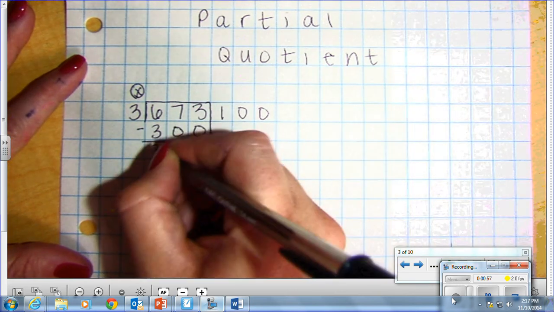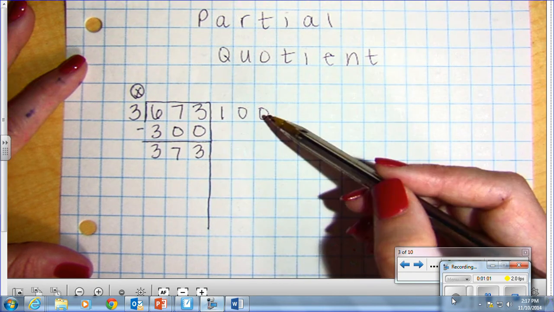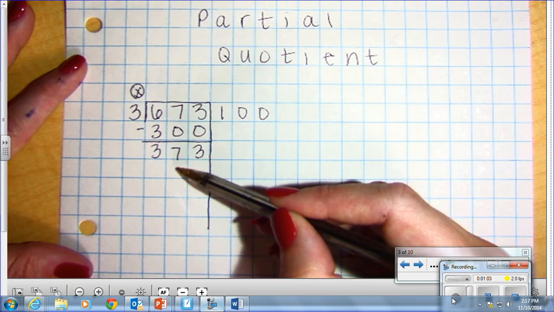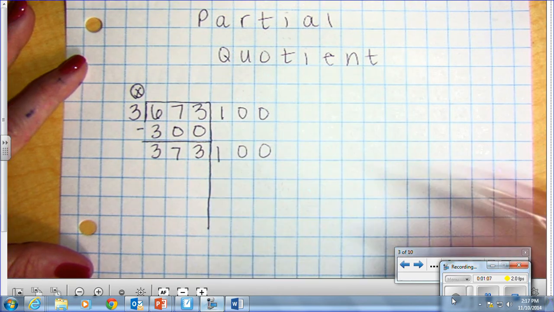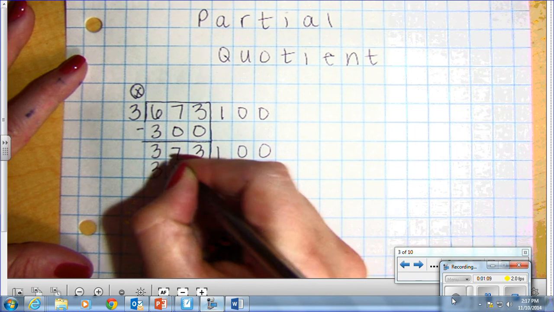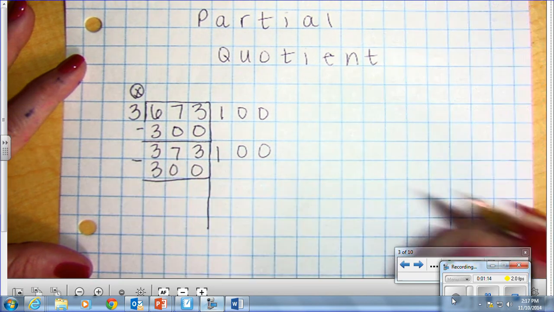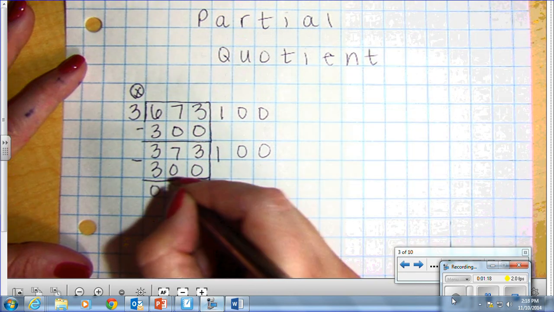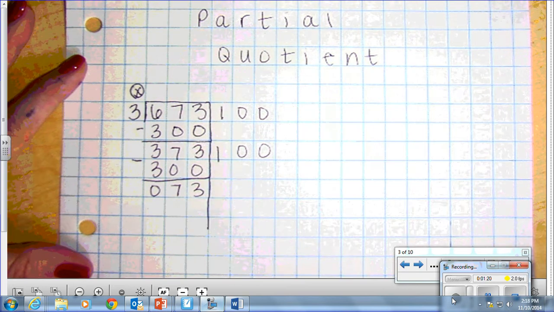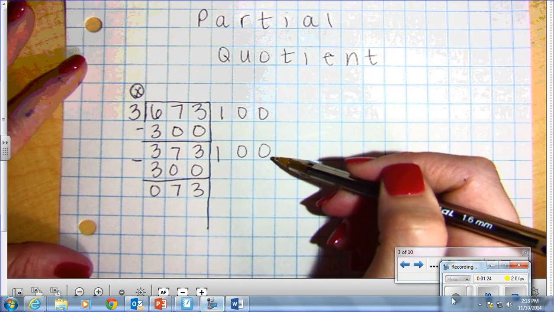6 minus 3 is 3. And the nice thing about this is it looks like I can go ahead and multiply by 100 again, because the 3 in the hundreds place equals 300. I'm going to do that again. And again, the nice thing about multiples of hundreds and tens is that I don't need to regroup. So I know that I'm going to get 73. Now I know I can't multiply by 100 again because that's going to be too big.